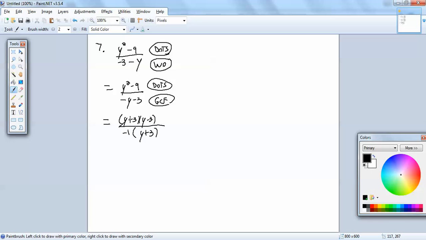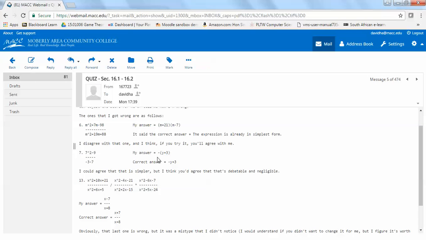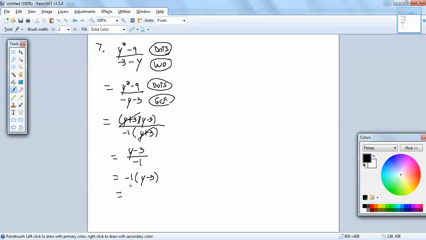Now after I do that, notice that the y plus 3's cancel. And we got y minus 3 over negative 1, which I could put the negative up on top like that. Whether you multiply or divide by negative 1, it's the same effect. So the correct answer is negative y plus 3. If we take the negative 1 and multiply it through, negative 1 times y is negative y, negative 1 times negative 3 is a positive 3. So that's how they get that. You could also have divided both of these by negative 1 up here.